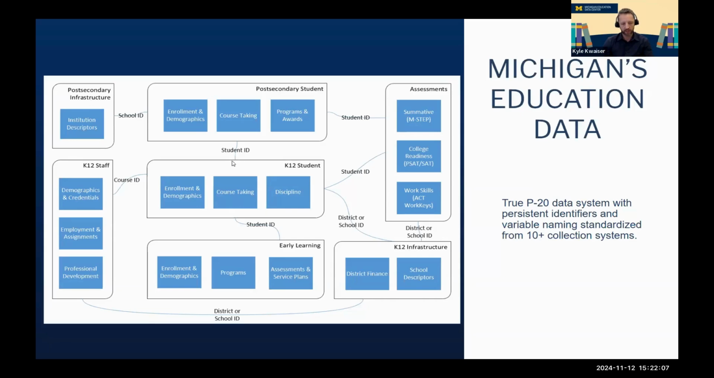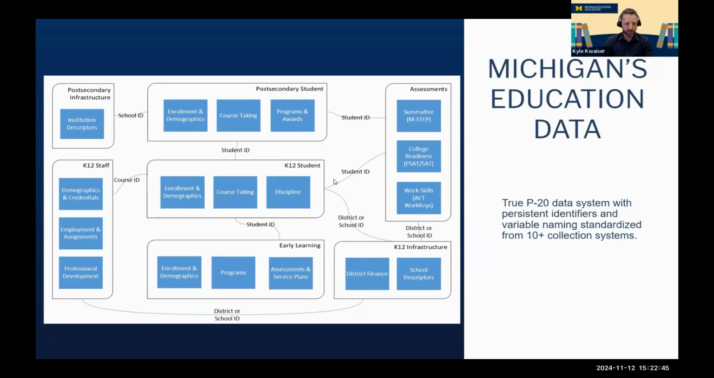Okay. To kind of round out the student level data, we do have a variety of assessment data sets. Our summative assessment in Michigan is called MSTEP. That's what most students are taking throughout their time in K-12. But we also have PSAT and SAT, which are administered during the K-12, and the WorkKeys and ACT tests. Additionally, not mentioned on here is the advanced placement testing. So students who take AP exams are also captured in the assessments area.